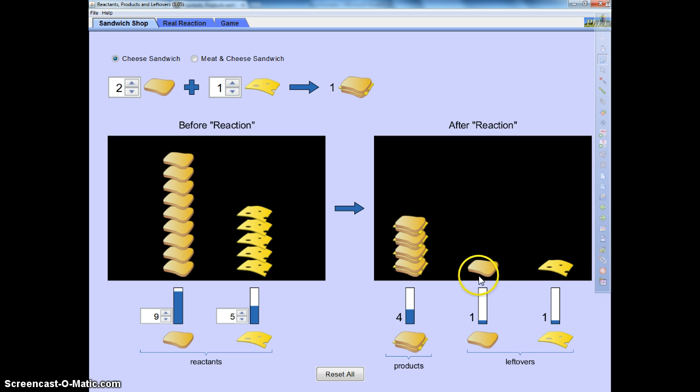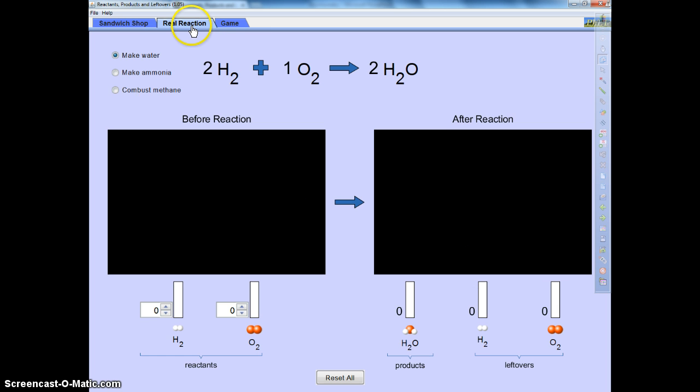Anyway, we have here 1 piece of bread and a slice of cheese. So the bread was our limiting reactant. Let's go ahead and look at a real chemical reaction. So let's look at water. If I'm going to make water, water's formula is H2O.